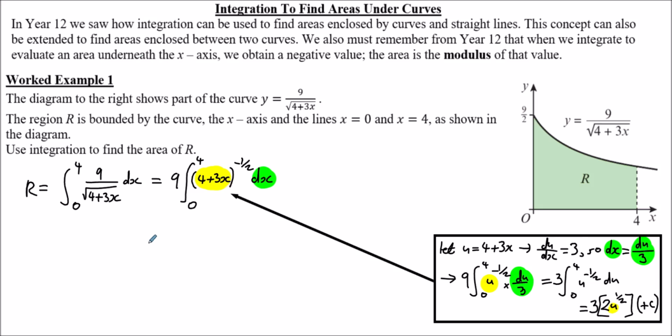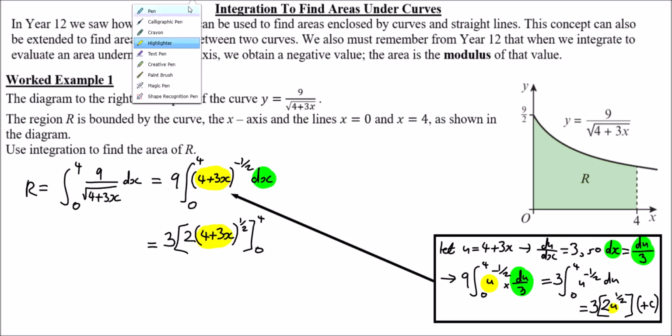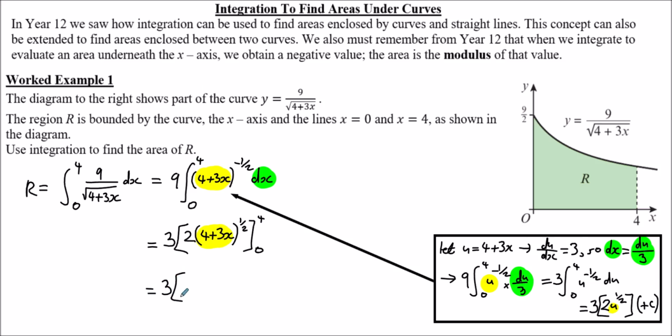So just putting this here, that's going to be 3 lots of 2u, and u, of course, is just 4 plus 3x. So we're going to put that back in to the power of a half, in between the limits, of course, now 4 and 0. So now just put the limits in. So when x is 4, this is going to become 4 plus 3 times 4, which is 16, to the power half, which is the square root of 16.